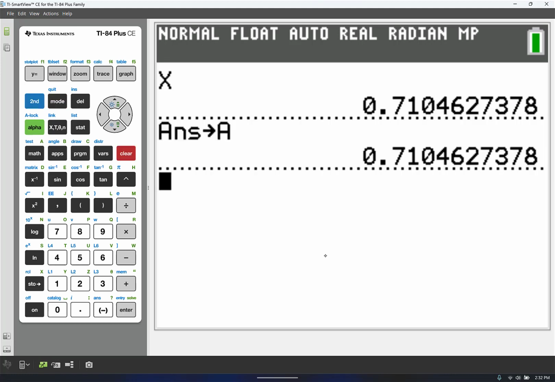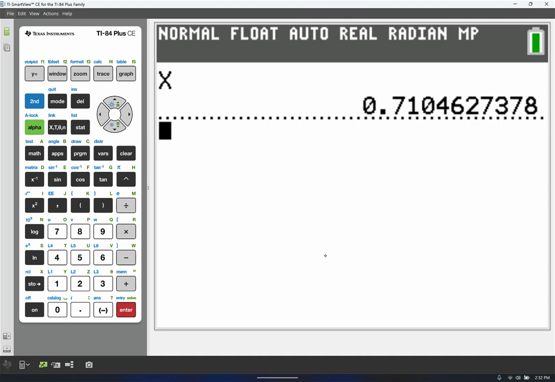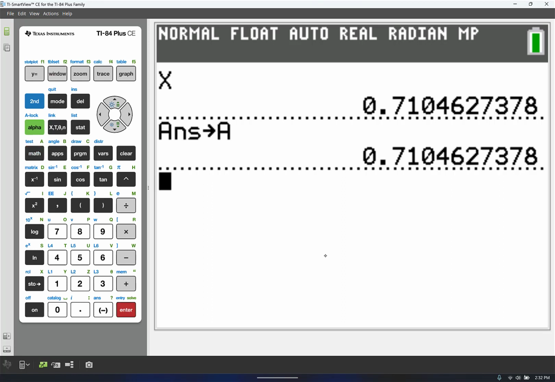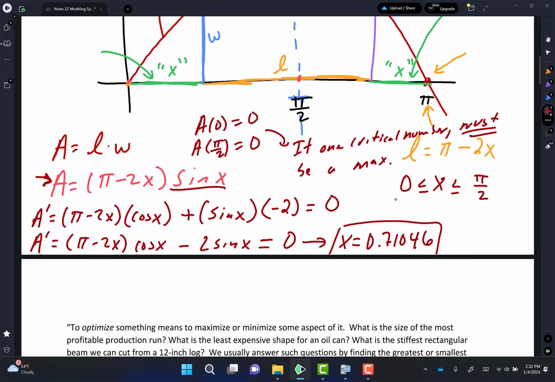Here is my home screen. And now if you just push the X button, boom, 0.710. And then what do I do if I want to store it to a letter permanently so I don't mess it up or override that X value? You push the arrow button, second A, enter. So now it's on my A. Cool? All right, here we go. I'm going to get the length, and I'm going to get the width, and I'm going to get the area. So what is the length?